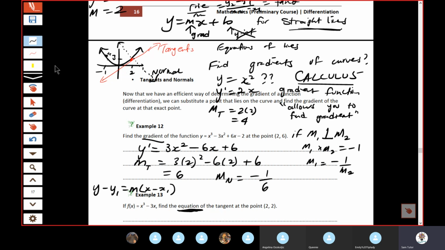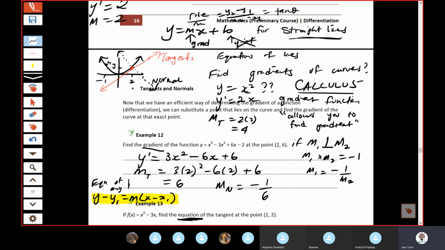Perfect. Now, this formula, I can tell you, will be worth at least 10 marks in your HSC. That's how many times you're going to use this formula in your HSC. So probably one of the most important equations or formulas you need to remember. That is to find the equation of any line. Okay, you cannot forget that.